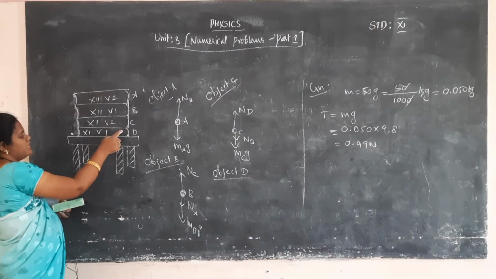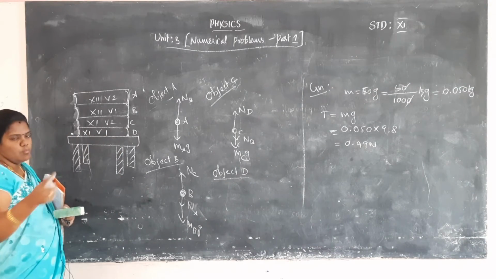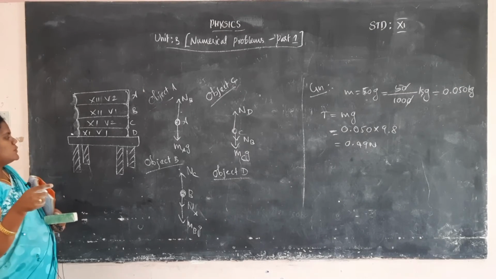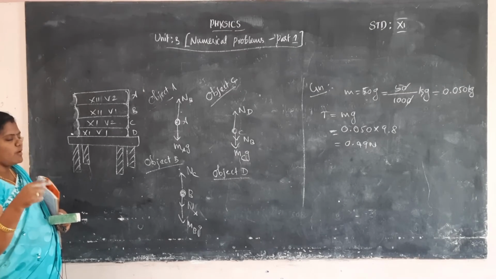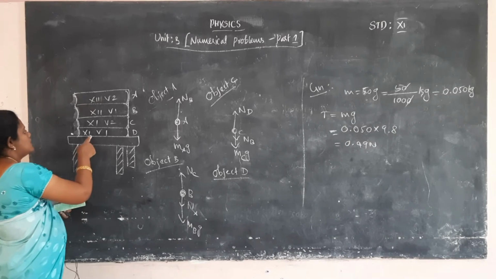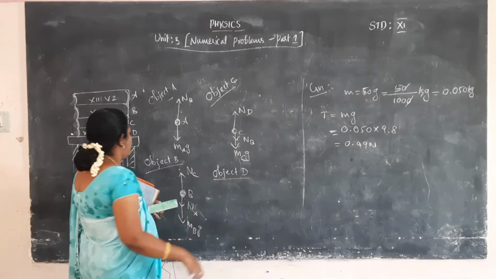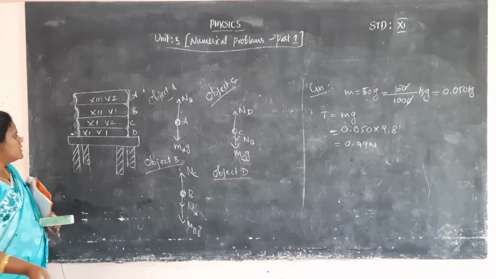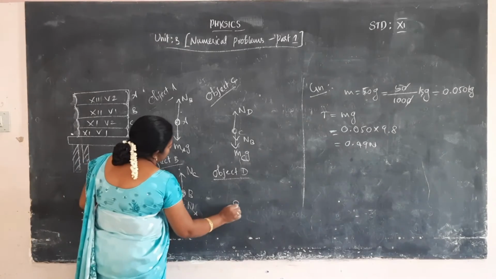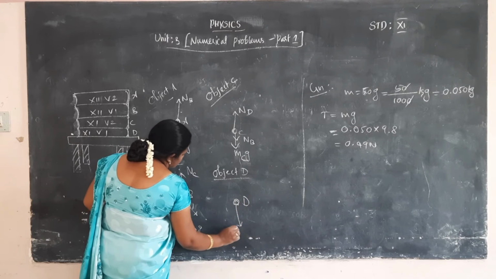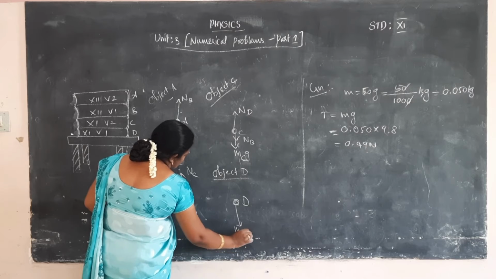Now consider the object D. That is the 11th standard volume 1. Now we have this book, the 11th volume 1. That's object D. So what forces will be acting? We consider it as object D. Downward gravitational force, that is MDG.